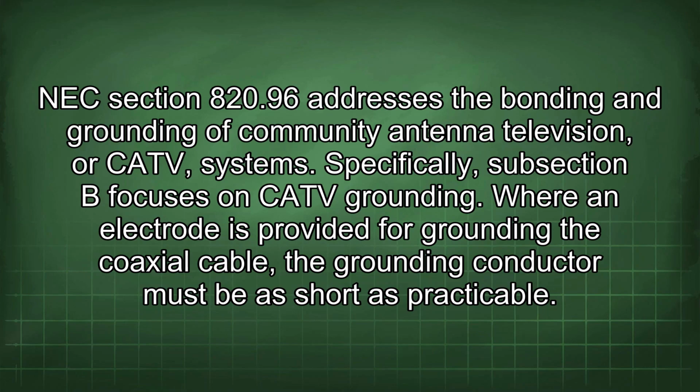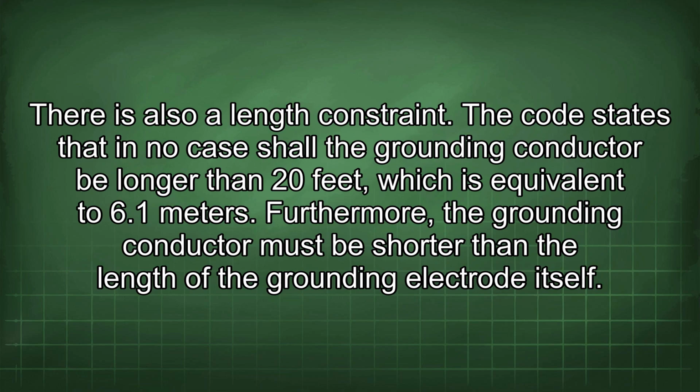NEC Section 820.96 addresses the bonding and grounding of community antenna television, or CATV, systems. Specifically, subsection B focuses on CATV grounding. Where an electrode is provided for grounding the coaxial cable, the grounding conductor must be as short as practicable. There is also a length constraint.